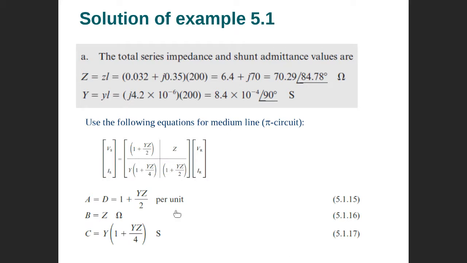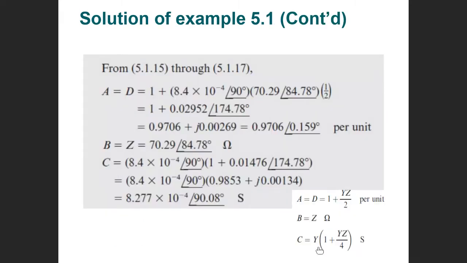Remember, A and D are in per unit, not in ohm, because Y times Z cancel: 1 over ohm times ohm cancel, so you get per unit. And C is in Siemens because of this Y here. Y is in Siemens. We already discussed this, and then you will find the ABCD parameters.